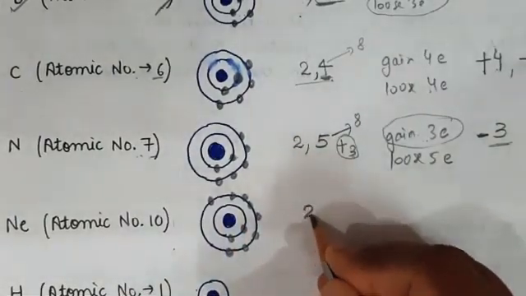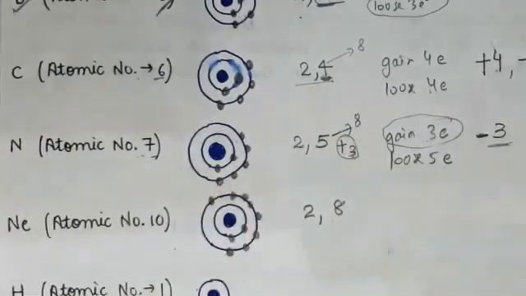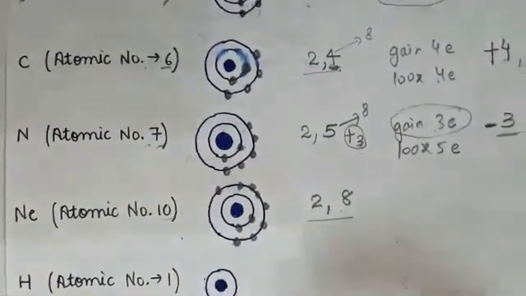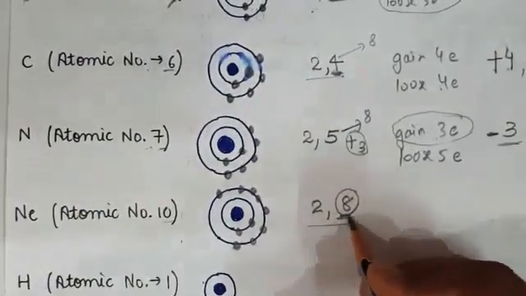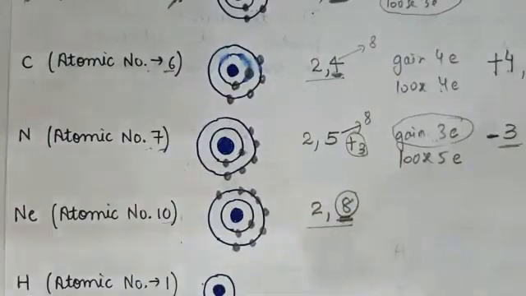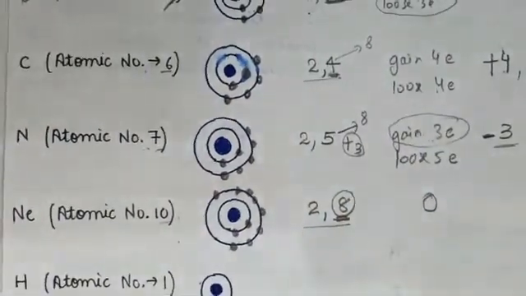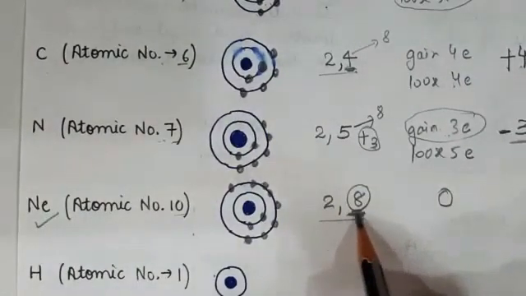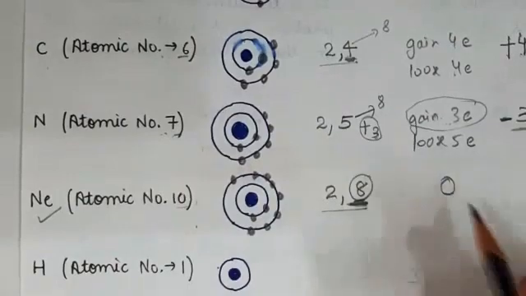So 2 electrons in the first shell, 8 electrons in the second shell. So total gives 10. Okay. Now calculate the valency, beta. Outermost shell we need to make 8. It is already 8. So what is valency? It is not gaining, it is not losing. So valency is 0, no charge. Okay, this atom is stable because the outermost shell is already octet, already stable, already complete. Okay, valency is 0.